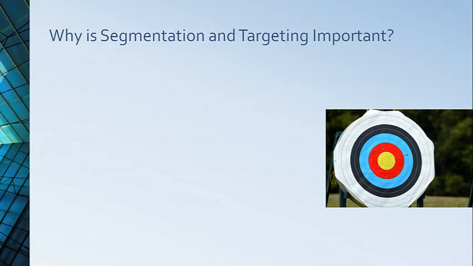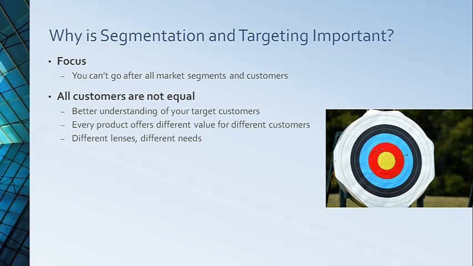Let's start with why it's important to do segmentation and targeting. The first thing is that you cannot go after all the market segments and customers. Every company has limited resources, no matter how big you are. I worked at a Fortune 50 company and we still use segmentation and targeting. Even if you have millions of dollars in budget, there are multiple ways to use that budget in a more focused way. Also, it's important to acknowledge that your product is not going to be just as good for all your customers, meaning not all your customers are going to be equal.